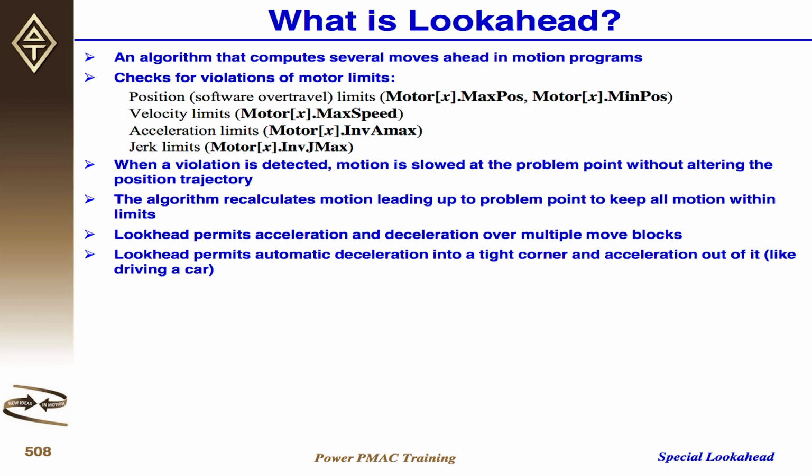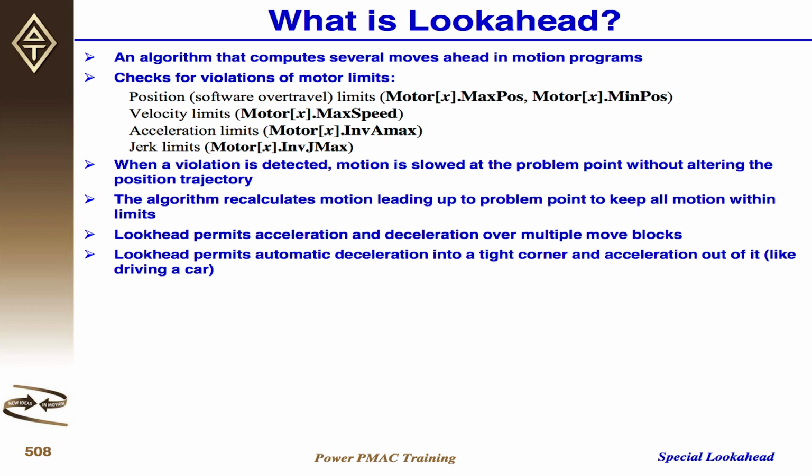This algorithm recalculates the motion leading up to that problem point to keep all motion within the limits. Lookahead permits acceleration and deceleration over multiple blocks. These are the positions, the blocks, your commands. Lookahead permits automatic deceleration into a tight corner and acceleration out of that corner. So it's like driving a car and taking a right turn. You have to decelerate and make a right turn and then accelerate to yield to the path, right?